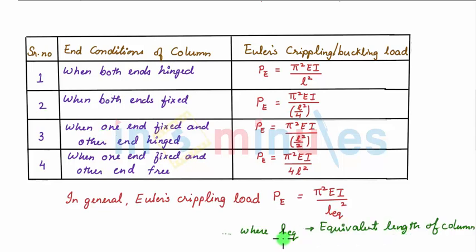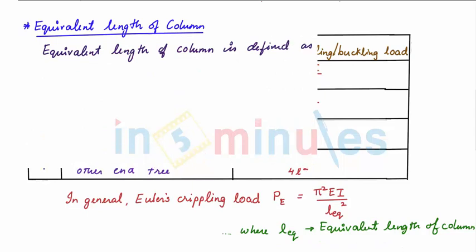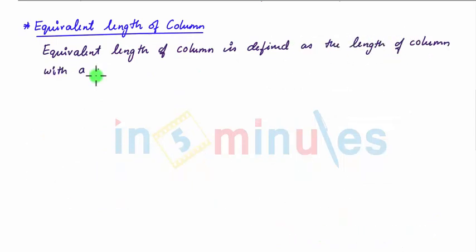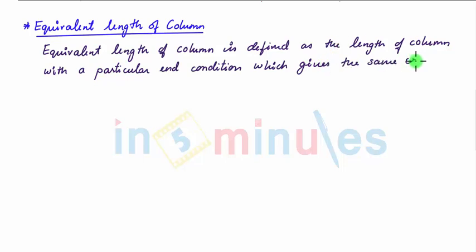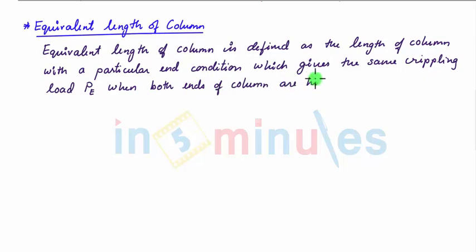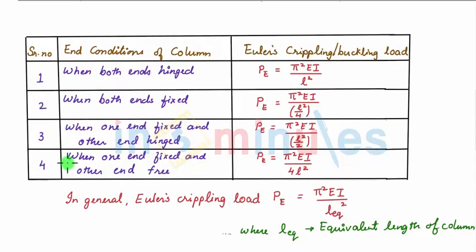This equivalent length is defined as the length of column with the particular end condition which gives the same crippling load PE when both ends of the column are hinged. So we define this equivalent length of column for all these end conditions.